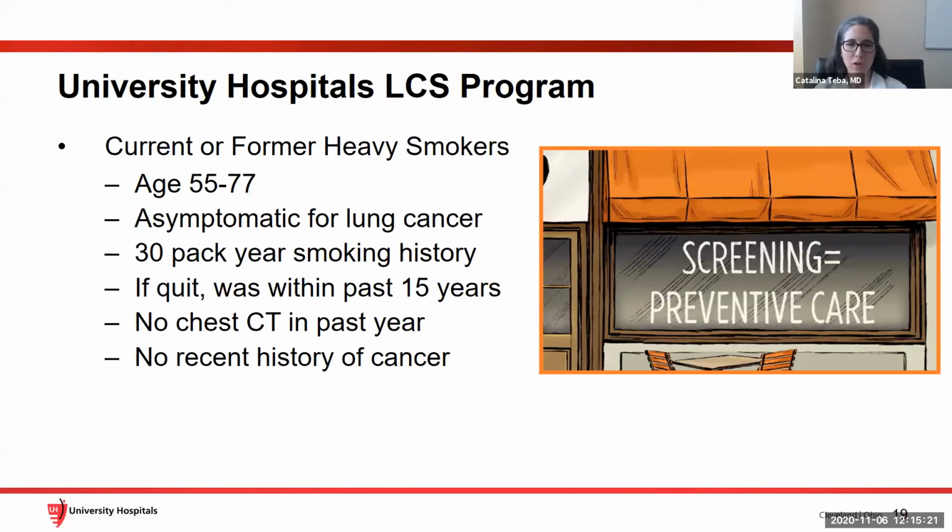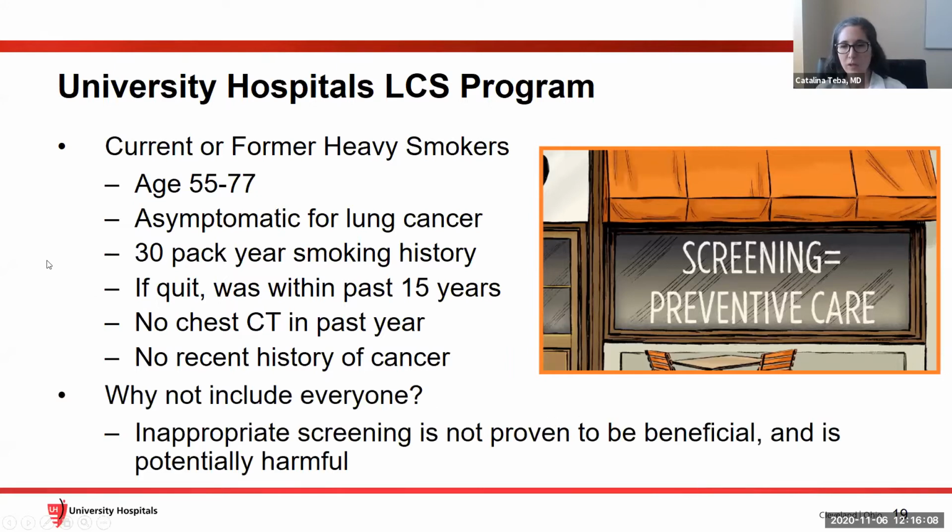At University Hospital, we've come together and we have a wonderful lung cancer screening program. We use data based on Medicaid and the lung cancer screening trial. We screen patients, current or former heavy smokers, 30 pack years, if they quit within the past 15 years. We offer screening from 55 to 77 if you meet criteria. It is a preventive study, so we want to make sure we have the right patients in screening: no recent cancer history, no recent CT, and doing well with not too many illnesses. Next slide.